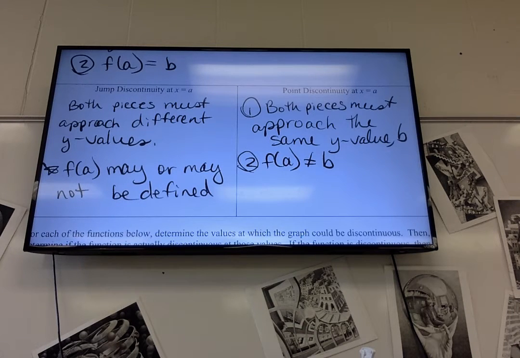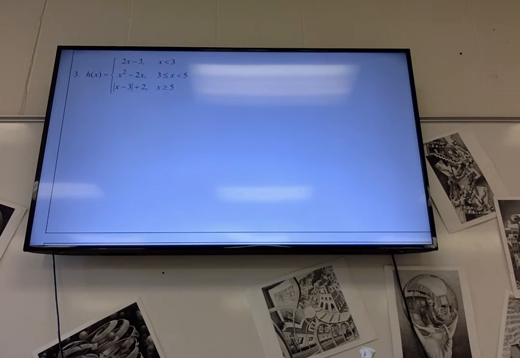Okay, I'm going to skip around a little bit. Let's jump to number 3. Flip on the back. I may finish this tomorrow. We'll see. So the directions say to determine if they're discontinuous, and if they are, then you have to tell whether it's jump or point.